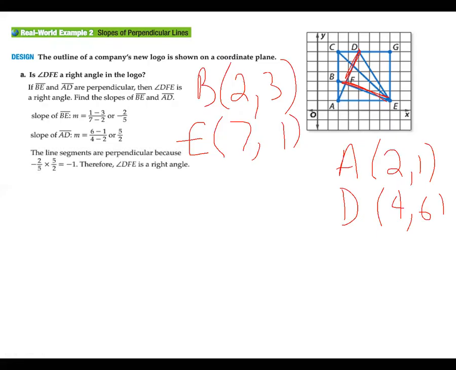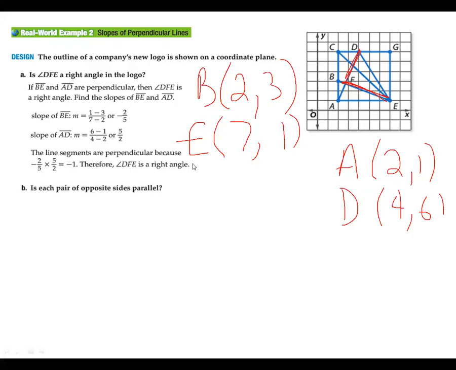Now, if you multiply two numbers and the answer is negative 1, that means that the numbers are opposite reciprocals. That's one way to prove it. Or you could just look and see that one fraction is the other fraction flipped over with the sign changed. That's what the opposite reciprocal would be. Okay?